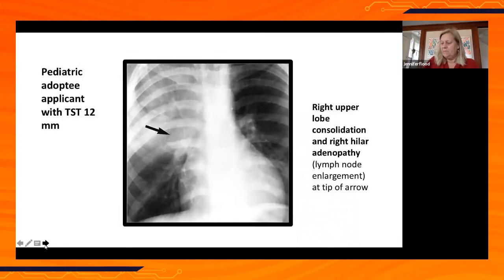This is a young adoptee who has even more prominent hilar adenopathy and consolidation. It's rewarding to be able to detect TB in the very young and get it treated before tragic consequences occur, like disseminated TB and meningitis.